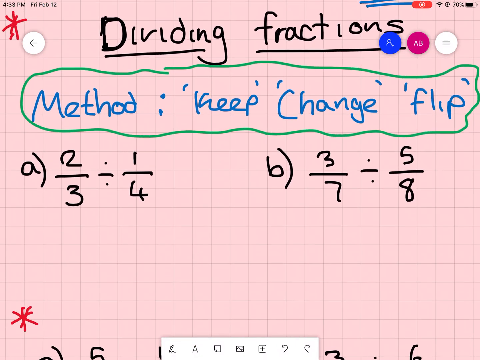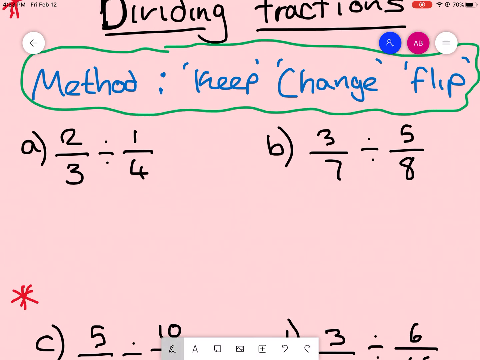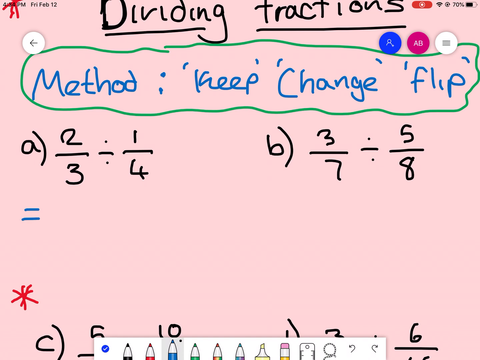On to dividing fractions here, and I've put this little mantra up the top. It's easy to remember those 3 words: keep, change, flip. And that tells us a little method to follow when we are faced with dividing fractions by each other, or dividing by a fraction. So each of those words applies to a section or a term in the calculation.